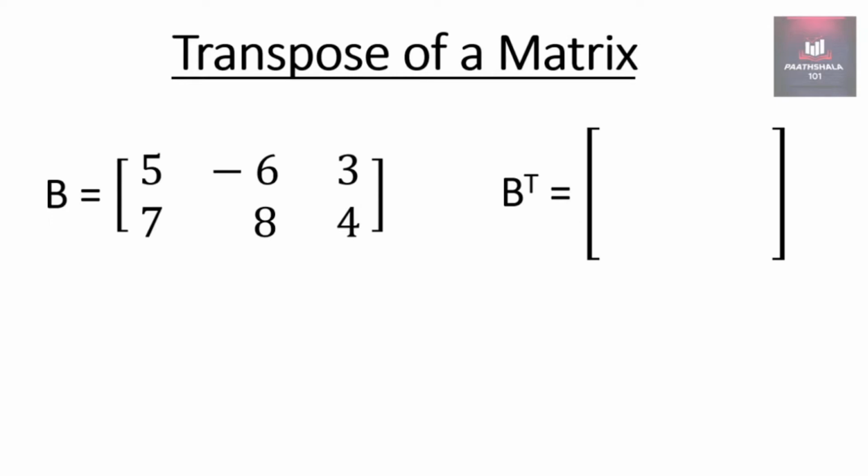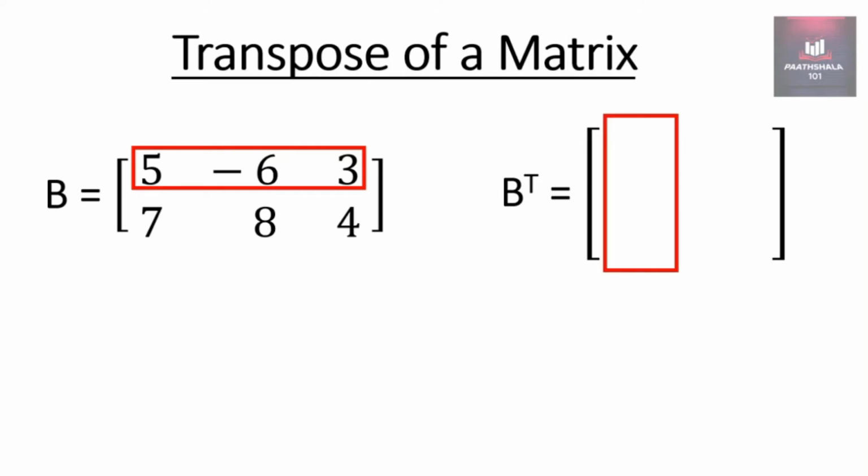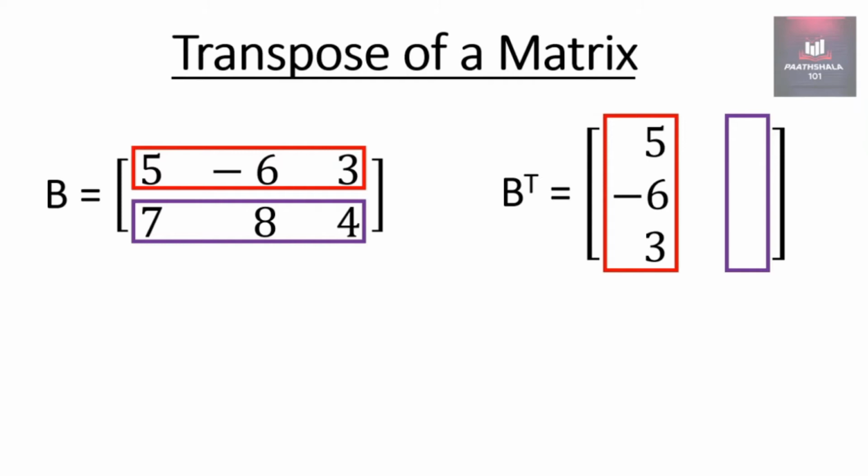Suppose there is a matrix B which has two rows and three columns. So its transpose will have three rows and two columns. Now, how to create a transpose? We will select first row. It will become the first column of B raised to T, that is 5, minus 6 and 3. We will select second row of B, that will become second column of B raised to T, that is 7, 8 and 4. So basically by interchanging rows and columns, we created the transpose of matrix B.